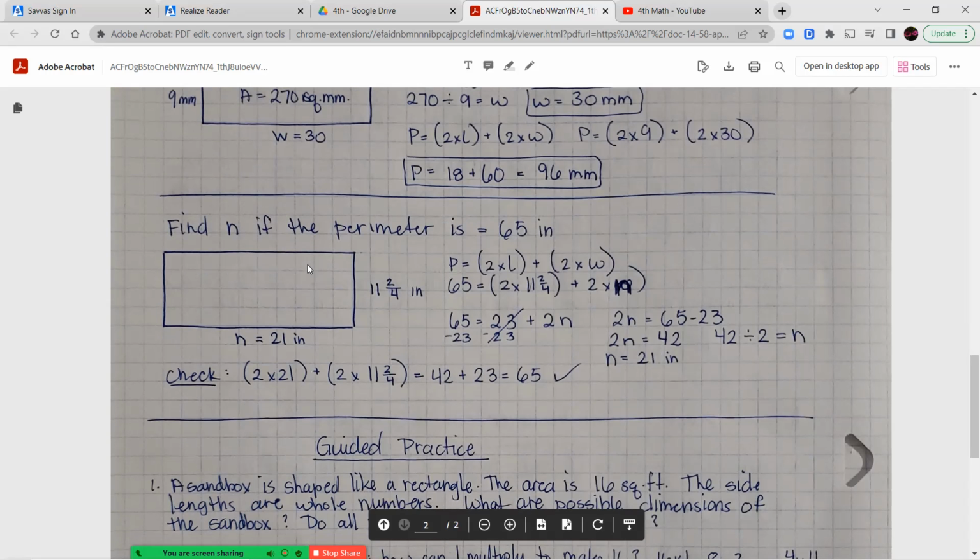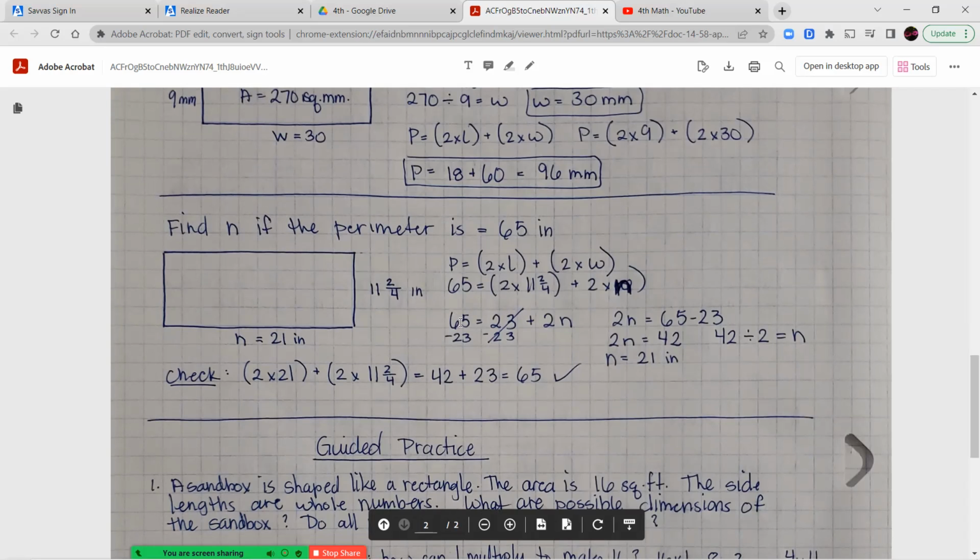For our next example, we're going to find our variable n. Now, they told us that the perimeter here is 65 inches. I know one of my sides is 11 2/4 inches and the other side is n. So P, my perimeter, is going to be 2 of my lengths plus 2 of my widths. So I know the perimeter is 65. 65 is equal to 2 times 11 2/4 plus 2 times n.